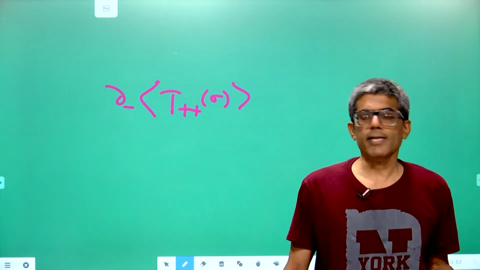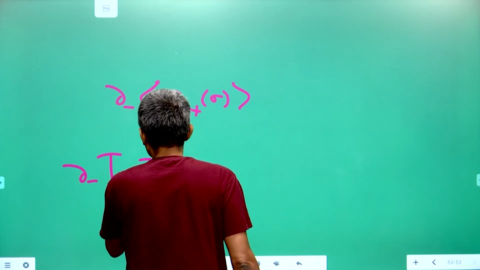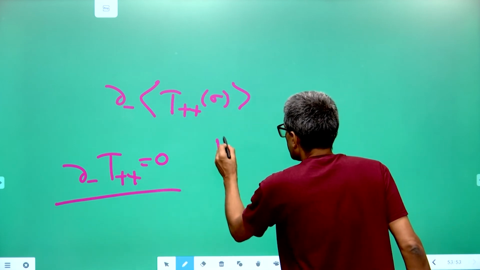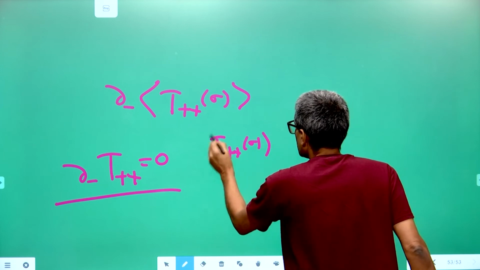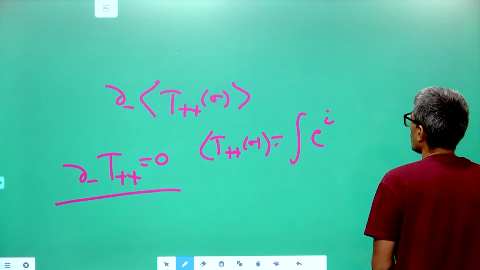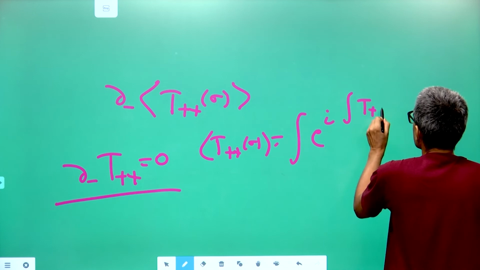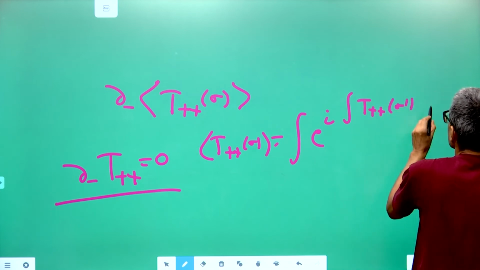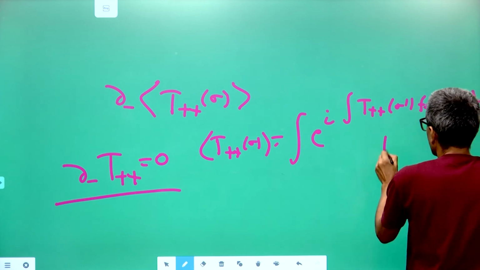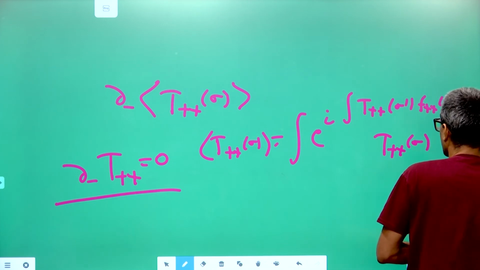That is, in the classical case we had just seen that when classical field equations hold good, then this is 0, energy momentum is conserved. In the quantum case this will come out to be non-zero. So how do you calculate T plus plus of sigma, the quantum average of this? You calculate it as simply e power i times the interaction Lagrangian, which is the integral of T plus plus sigma dash into f plus plus sigma dash d2 sigma dash, multiplied by T plus plus sigma, and then you take the path integral.